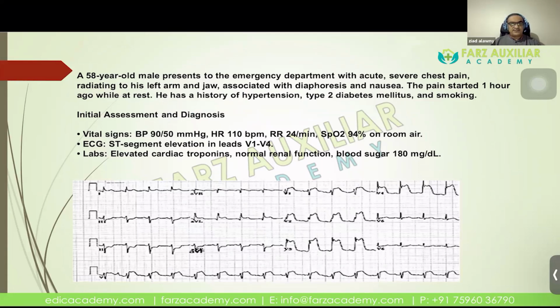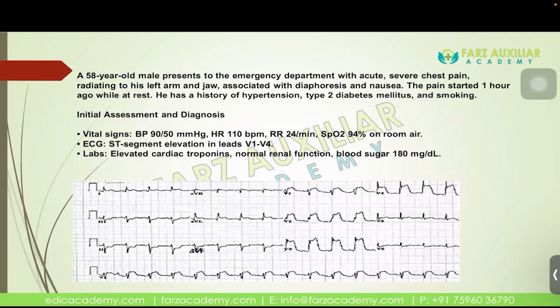A 58-year-old man presents to the emergency department with acute severe chest pain radiating to the left arm and jaw, associated with diaphoresis and nausea. The pain started 1 hour ago while at rest. He has a history of hypertension, type 2 diabetes, and smoking. Initial assessment: vital signs BP 90/50, heart rate 110, respiratory rate 22, saturation 94. ECG: ST segment elevation V1 to V4. Labs: elevated cardiac enzymes, normal liver function, renal function, blood sugar 180.